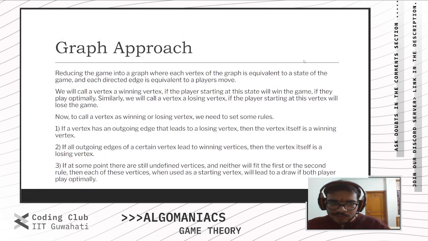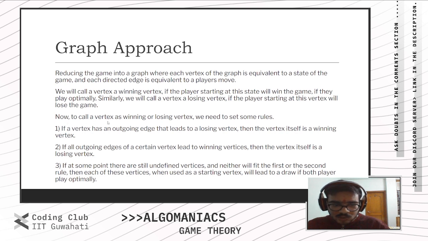Okay, so next we will discuss the graph approach. In this, we reduce the game into a graph where each vertex of the graph is equivalent to a state of the game, and each directed edge is equivalent to a player's move. We'll do some definitions here. We'll call a vertex a winning vertex if the player starting at this state will win the game if they play optimally. Similarly, a vertex will be called a losing vertex if the player at this vertex will lose the game.